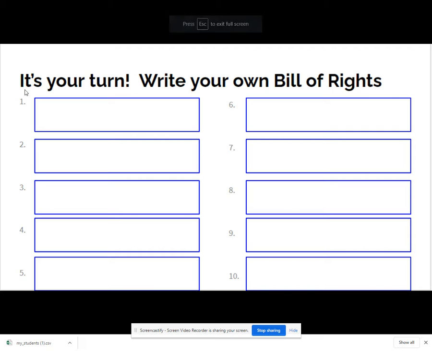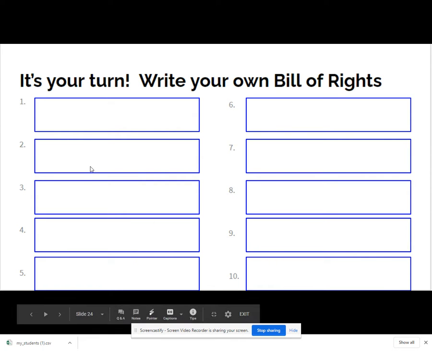Okay, and then after we've had some class discussion, I want you to get your Chromebook out, and it's your turn to write your own Bill of Rights. So you're going to go to the Bill of Rights activity in your Google Classroom, and you're going to write 10 Bill of Rights that you think that students should have. If you have any questions, please let me know.